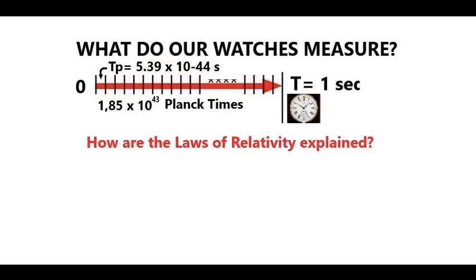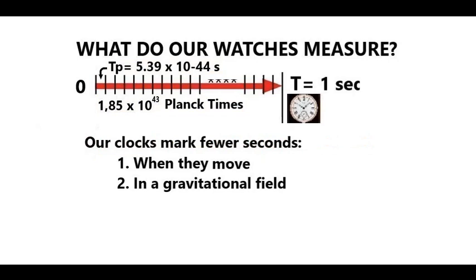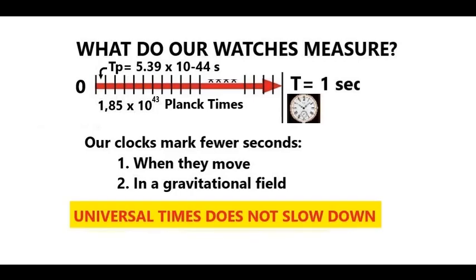And how are the laws of relativity explained? We already know that our clocks mark fewer seconds when they move, and when they are in a gravitational field. In other words, when our watches have wet sand, they mark fewer seconds. And we don't have to repeat the baker's mistake. Obviously, universal time does not slow down. We must not confuse the advance of absolute universal time with the slower movements that mark our watches in different conditions of the system that contains them.